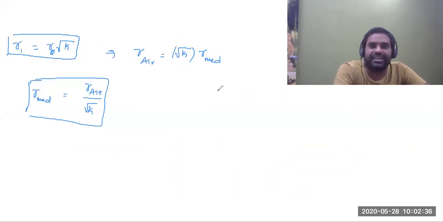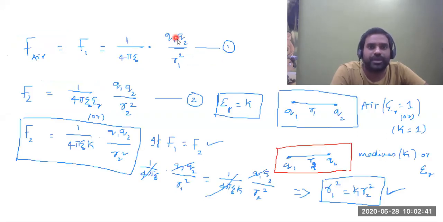Because here we have seen already, force in the air is equal to 1 by 4 pi epsilon Q1 Q2 by R1 square, and force in the medium is 1 by 4 pi epsilon Q1 Q2 by R2 square. If R1 and R2 are same, then F air is equal to K times F medium, or F medium is equal to F air by K. That is the relation. Not root K times. Here itself you see, F2, or F in medium, this is a relation we will write.